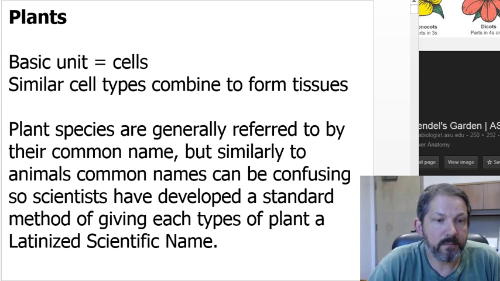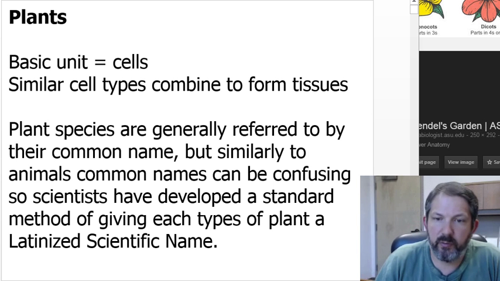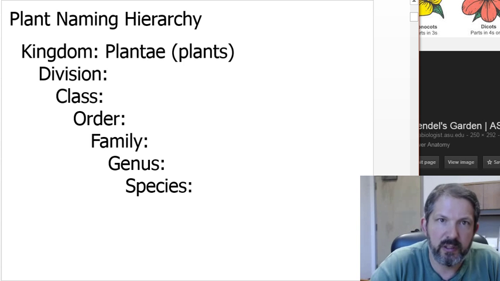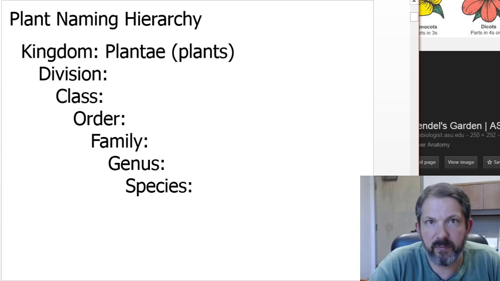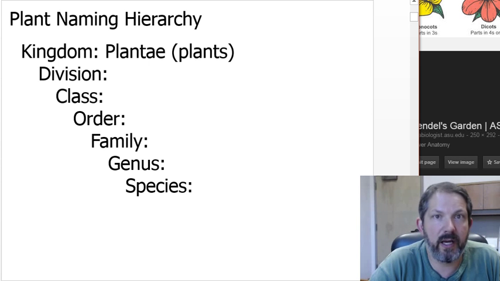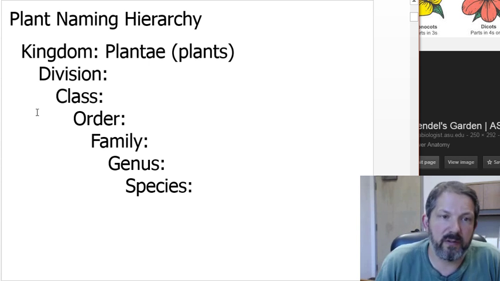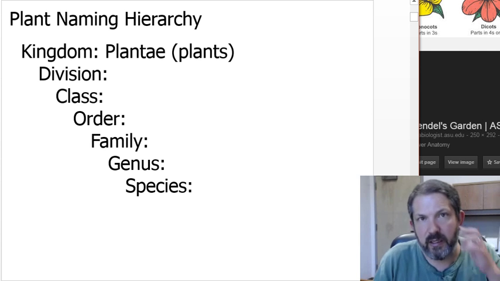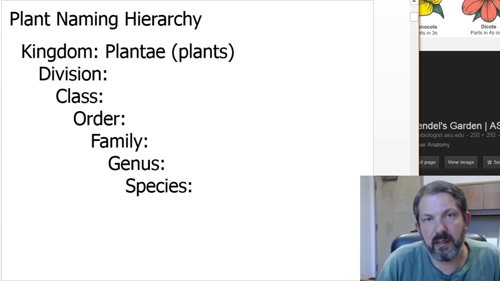Okay, the scientific names with plants, it's similar to animals. It's still kingdom, phylum, class, order, family, genus, species. Plant people wanted to be a little different than animal people. And so instead of calling it phylum, they used the word division. That's a little bit outdated. And in fact, some of these slides have outdated information.